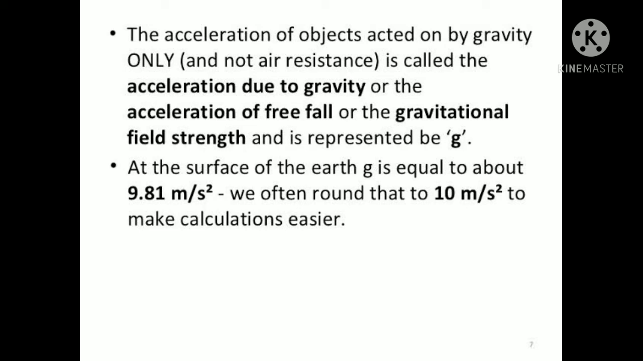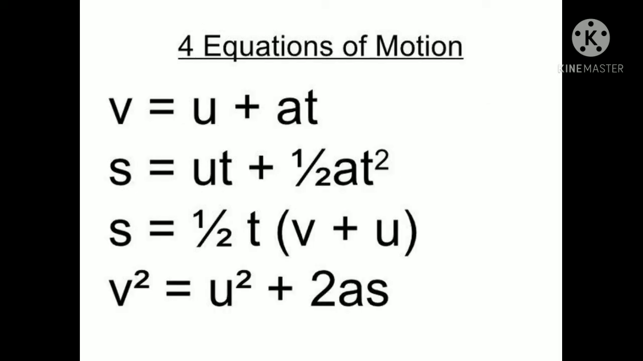Its constant value is 9.81 meter per second square, and we use 10 meter per second square for making the calculation easier. Now here in front of you there are 4 equations of motion.